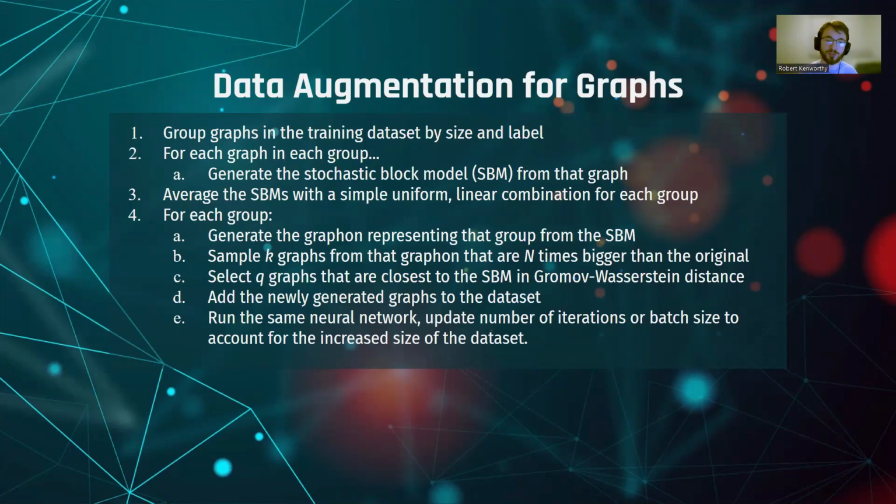Now, for each of these groups, once we have our graphons, we can generate graphs that represent that group from that averaged graphon. We can then sample K graphs that are n times bigger than the original within that group, and select a few of those that are closest to the graphon in terms of Gromov-Wasserstein distance. The reason why we decided to use distance to the graphon is since the graphon sort of represents the average of the group. This gives us a good idea of whether or not that graph belongs and makes sense to come from that group. We can then add those graphs to the data set and then rerun the neural network with the same architecture to see if it gives performance increases.